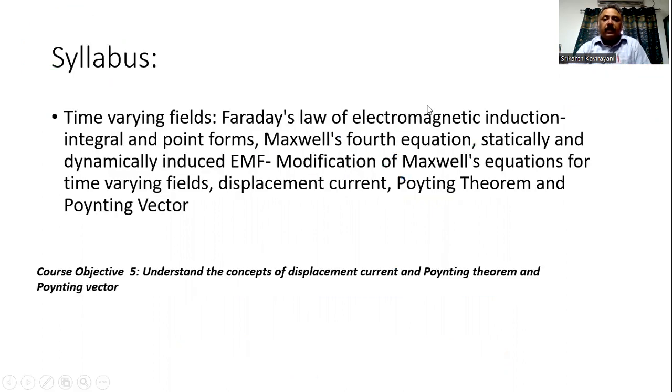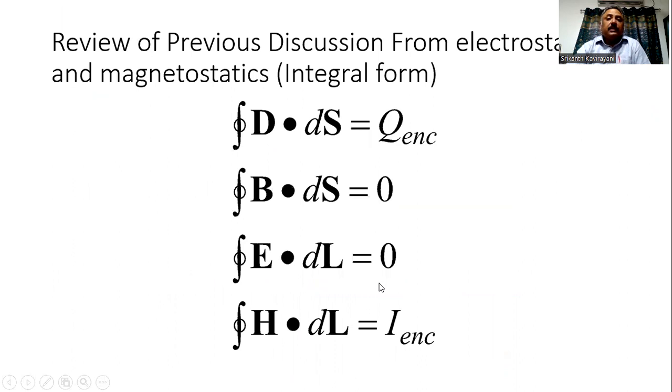So, the topics that we have in the fifth unit are basically Faraday's law of electromagnetic induction in integral and point forms, Maxwell's fourth equation, statically and dynamically induced EMF, modification of Maxwell's equations for time varying fields, displacement current, Poynting theorem, and Poynting vector. The course objective 5 for this particular course is to understand the concepts of displacement current, Poynting theorem and Poynting vector.